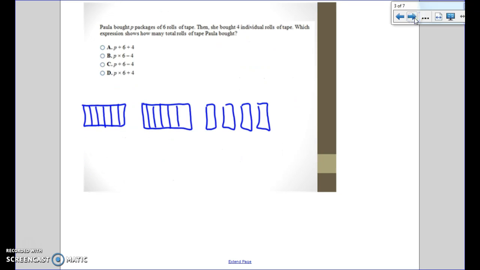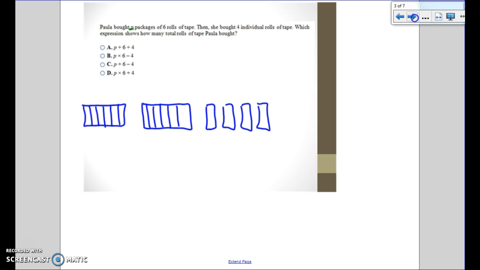So let's take a look at another problem. And in this problem, again, I've drawn a little sketch here to save myself time for the video. It says that Paula bought P packages of 6 rolls of tape. Okay, so P packages. So there's my variable this time. And in each package, there were 6 rolls of tape. Then she bought 4 individual rolls of tape. How many rolls of tape did Paula buy?